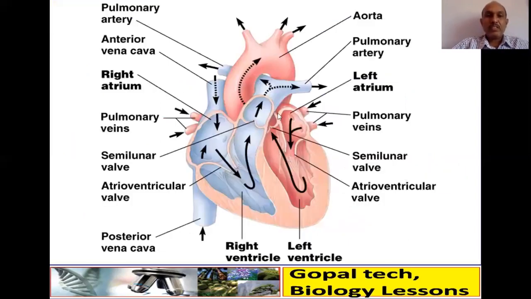Now, here you can see this diagram, complete arrow marks with all labeled parts are given, the direction of blood flow. Then there are four chambers: right atrium, right ventricle, left atrium, left ventricle. Arrow marks are very, very important.